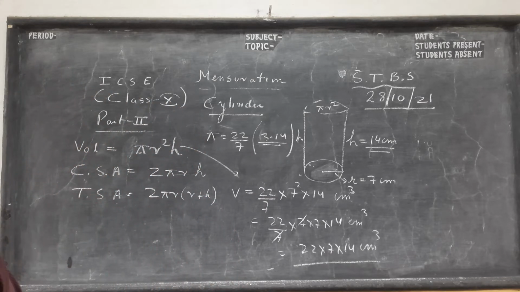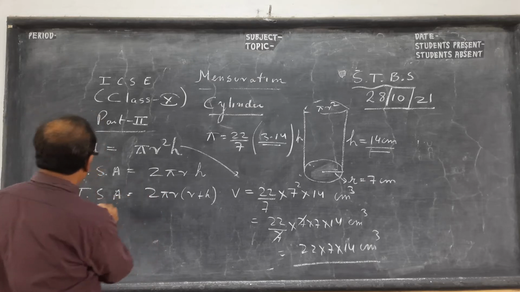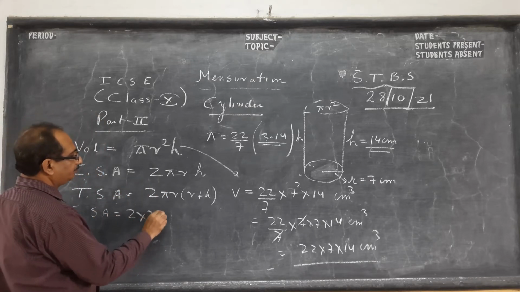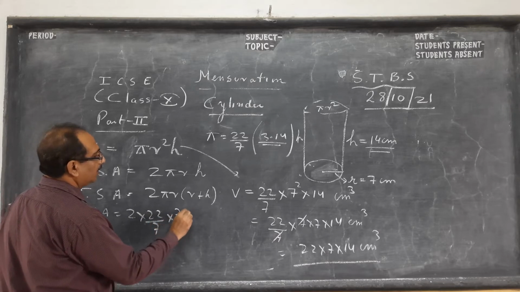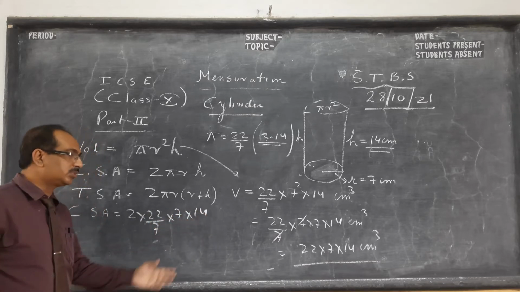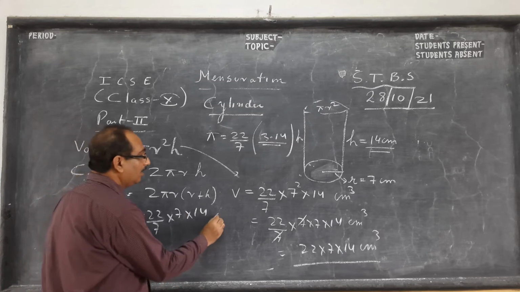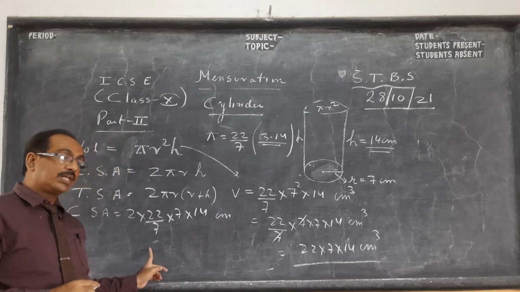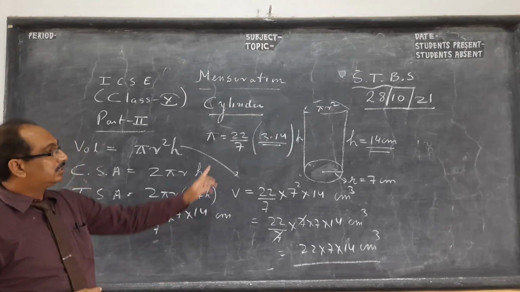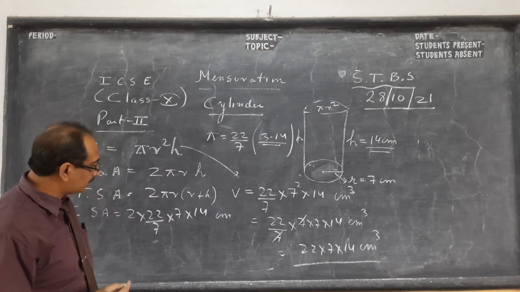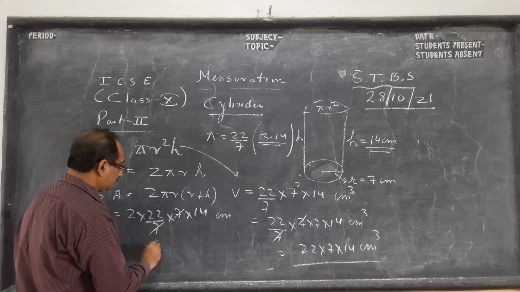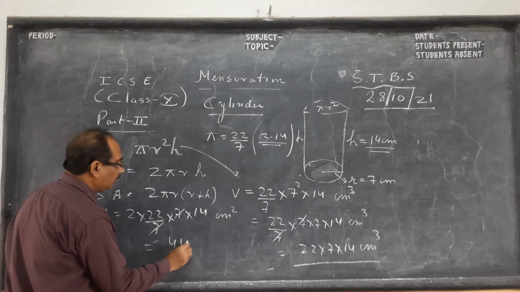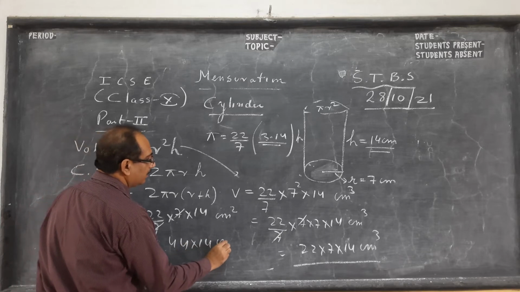So CSA for this particular question is 2 pi r into x. Sometimes you will see I have taken 14, sometimes if r is different, the x value will be something which will cancel with 7. Same you will see when 3.14 is given, such values are given so that the cancellation is easy. Here this is centimeter square. So I will get 44 into 14 centimeters square.